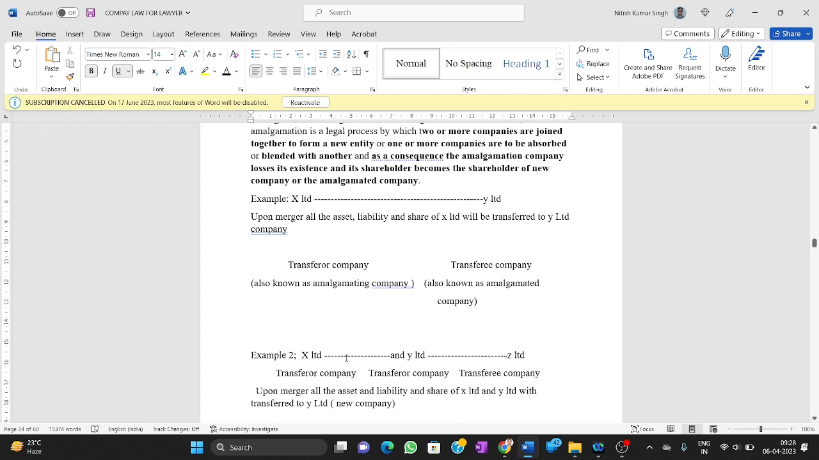Now let's see this second example. Here X is a transferor company and Y is a transferor company, and these two companies are transferring all their assets, liabilities and shareholding to the third company, that is Z company. So this is the transferee company. Transferor companies are those companies which transfer their assets, liabilities and shareholder pattern to the transferee company. In the second example, we are seeing that two companies are merging to form a third company. In the first example, we have seen one company, that is X Limited, merging with Y company. X Limited is called the transferor company, and Y Limited is called the transferee company.